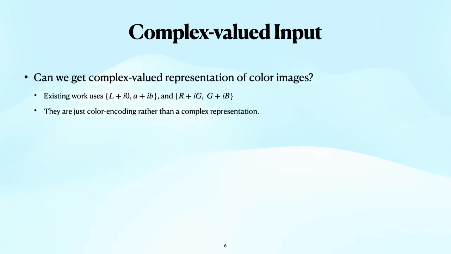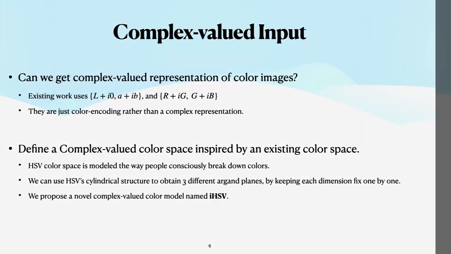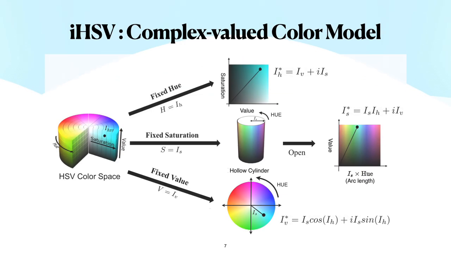First, let's try to obtain a complex valued input. Previous work simply used different color encodings to create a complex representation of images. We propose to define our own complex valued color model IHSV, inspired from the HSV color model, to obtain complex images. As we know, HSV color space is represented using a cylinder where HSV represent 3 dimensions: hue, saturation, and value.